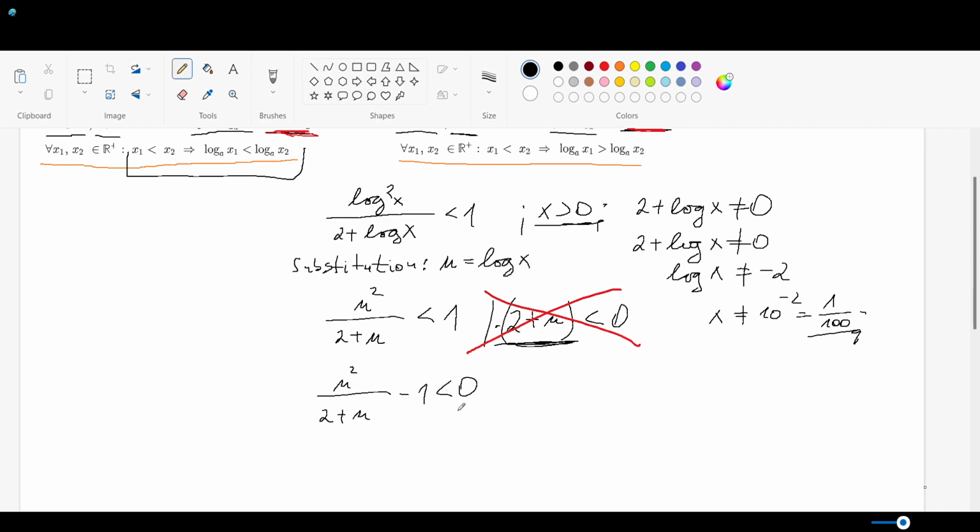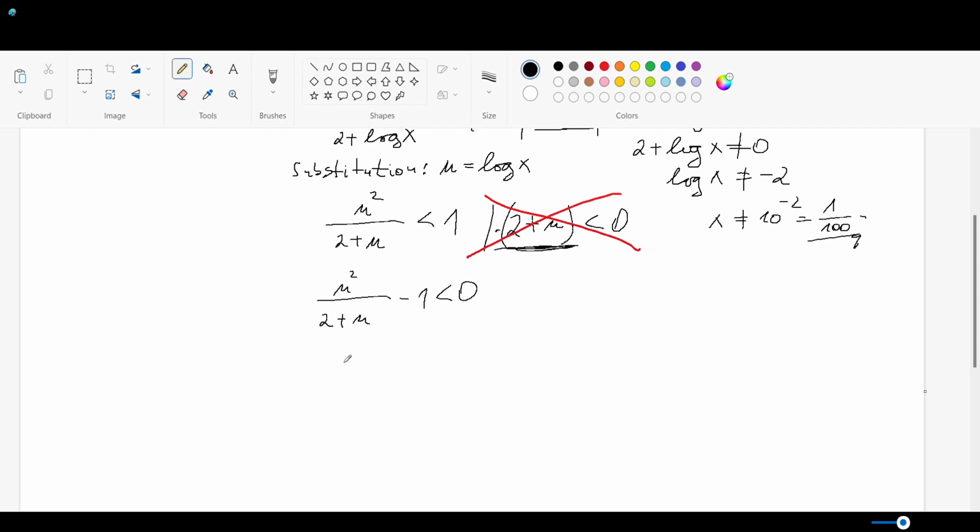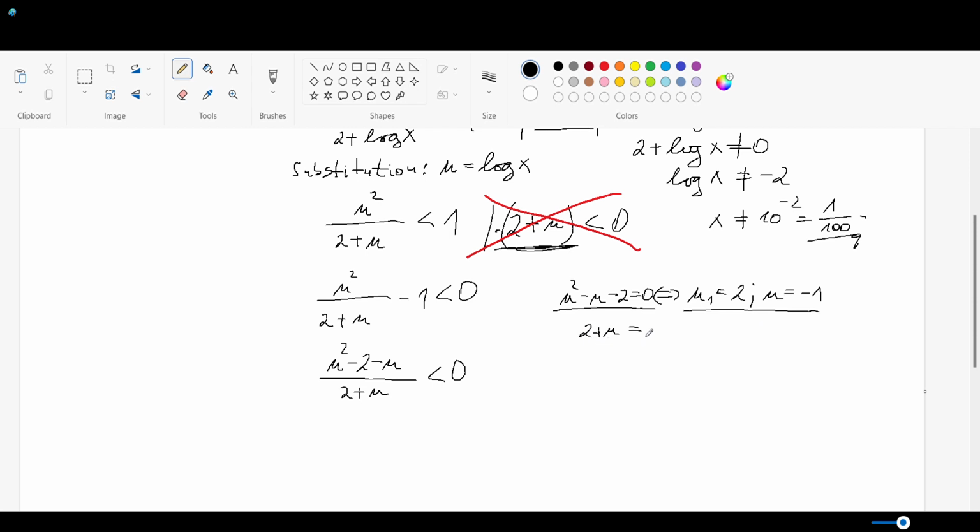so u squared over 2 plus u, take away 1, must be less than 0, and we find the common denominator, which is 2 plus u, so it's going to be u squared, take away 2, take away u, over 2 plus u, less than 0. Okay, to solve this inequality you have to find the zero points for the quadratic equation u squared take away u take away 2 is equal to 0, and this is if and only if u is equal to 2, or u is equal to -1. How to do it, I'm not going to explain, you have seen this a lot of times, so that's it. And the second thing is that 2 plus u must not be equal to 0, and this is if and only if u is equal to -2.